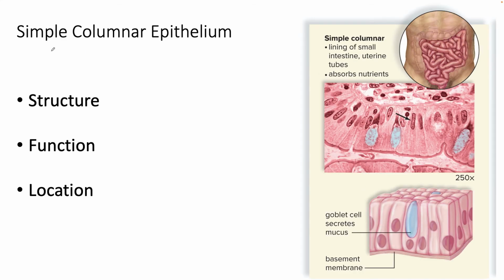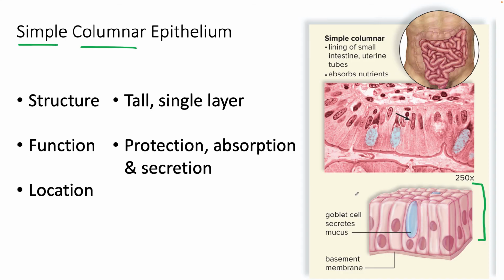Our next type is simple columnar. Simple is one layer, and columnar is tall, skinny cells. And you can actually see how tall these cells are. It really goes far above the basement membrane. So these are a single layer of tall, skinny cells. And again, because they're so big, you're not going to do all that much diffusion or anything through them. But they're so tall, they help to protect. They're going to do some absorption and secretion as well because there's a lot of room in the cell, but they're mostly going to be protecting.